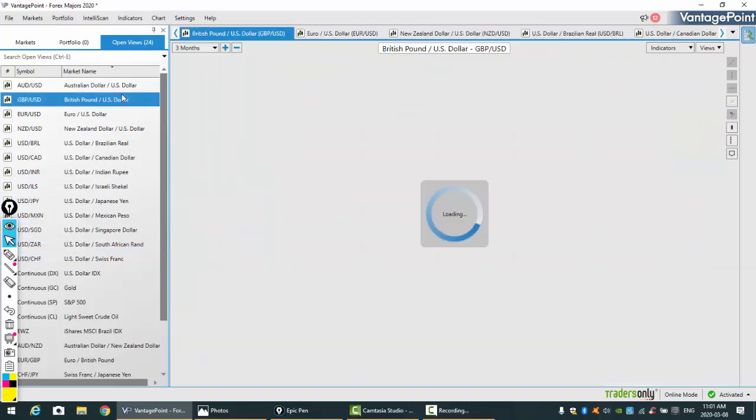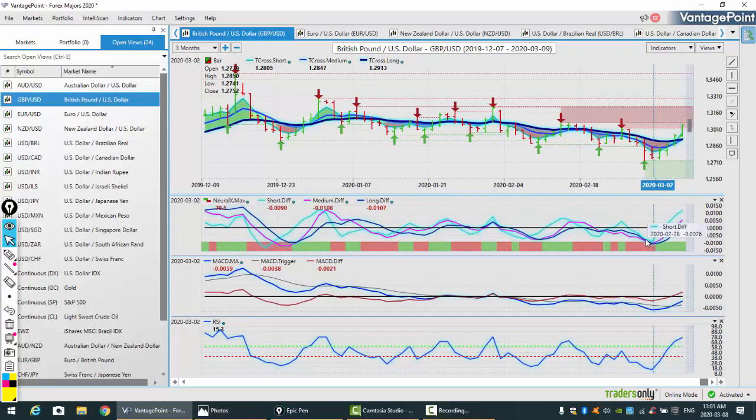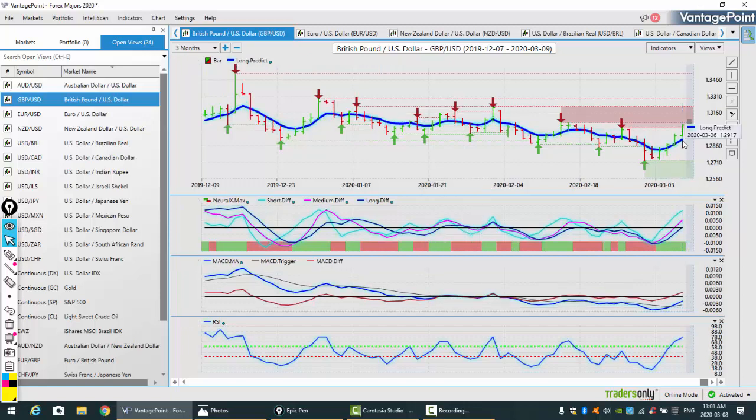Now, when we look at the British pound US dollar, once again, we've had a good recovery buy signal that we talked about in last week's weekly outlook. The medium term crossing the long term predicted difference, but with the neural index. That is the signal we're looking at. When we click on this right now, we've taken over the major support at 129.20, but again, the Bank of England is going to speak this week also, so we've got to be careful.